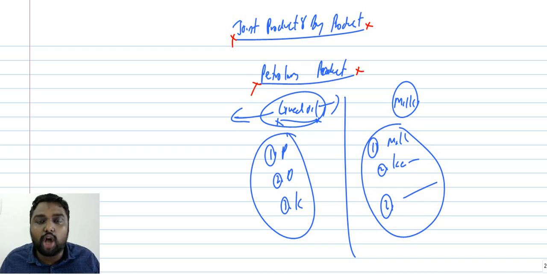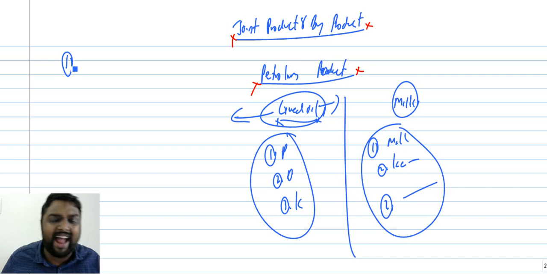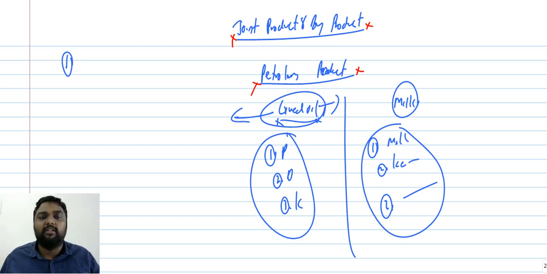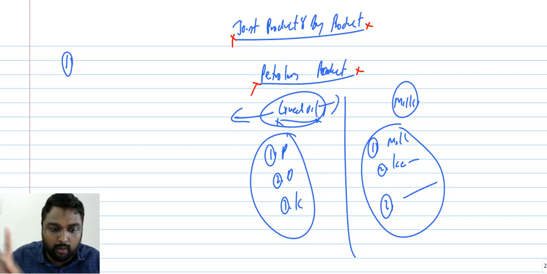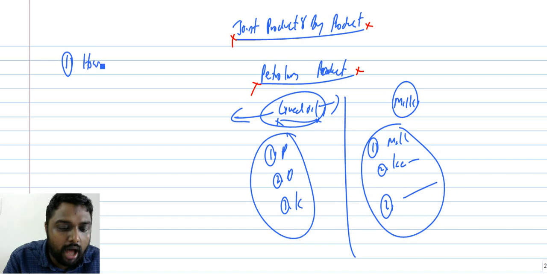So in joint product, our main thing is we have to answer the following questions. What are all the questions we have to answer? The first question, number 1: how is the joint cost to be apportioned?